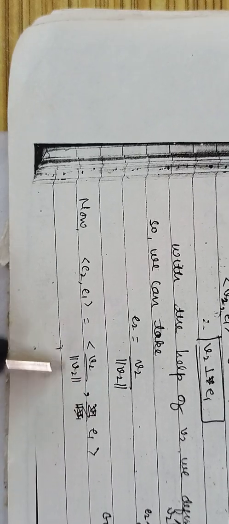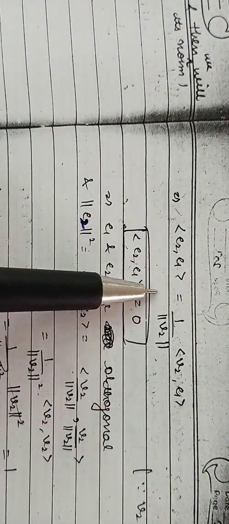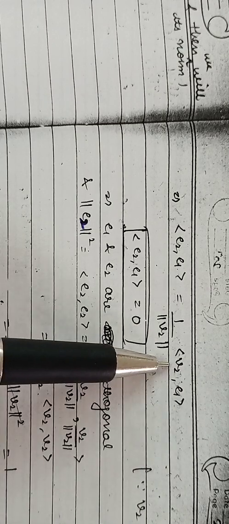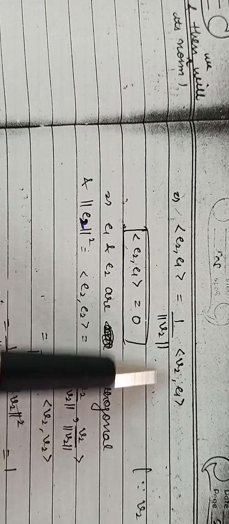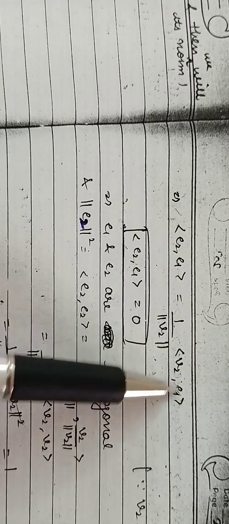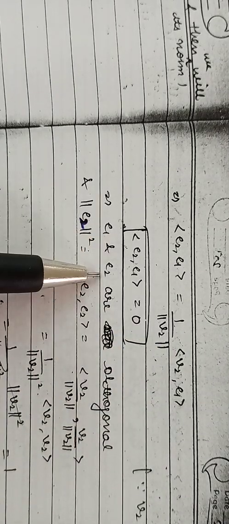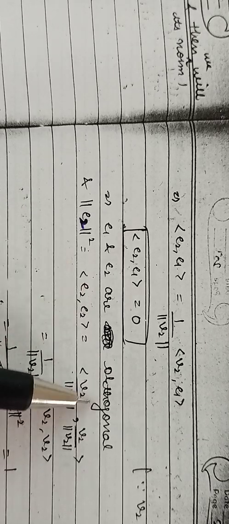Now from here, this is a scalar that can be taken outside of the product. So the inner product of e2 with e1 is equal to 1 upon the norm of v2 into the inner product of v2 with e1. Now v2 and e1 are orthogonal vectors, so this product will be 0. Thus we have obtained two vectors e1 and e2 which are orthogonal vectors.